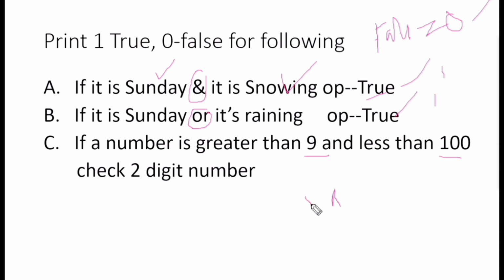But here in C, it is like this: if you take any value or variable which lies between 9 and 100, so x less than 100 and x greater than 9. All these three scenarios we will see practically, and we will get some idea.